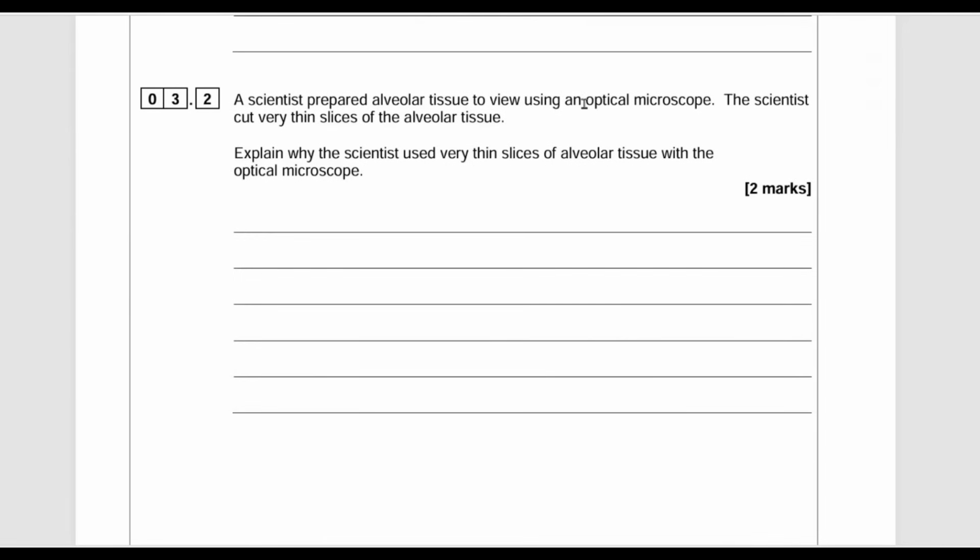A scientist prepared alveolar tissue to view using an optical microscope. That means they cut a slither of someone's lung tissue. The scientist cut very thin slices of the alveolar tissue. Explain why the scientists use very thin slices of alveolar tissue with the optical microscope.